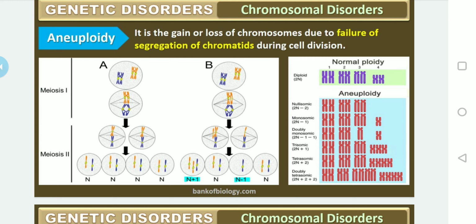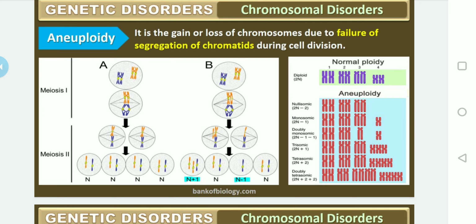Here is the diagrammatic representation of the formation of gametes. The cell undergoes division during meiosis I and meiosis II. Normally, there will be no problems, as indicated on the right side. When aneuploidy happens, it is the gain or loss of chromosomes due to the failure of segregation of the chromatids during cell division. In normal cases, as you see on the right side, it will be quite normal.